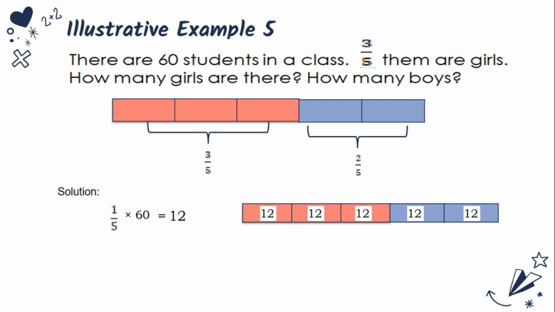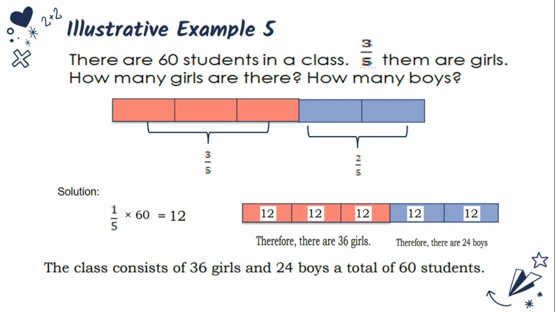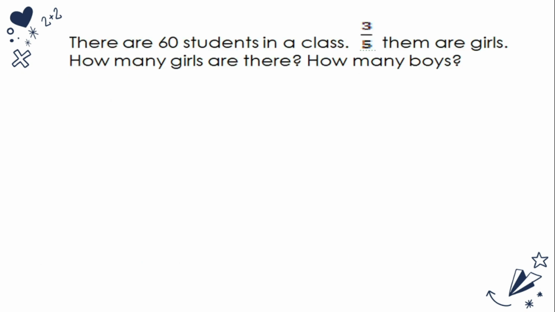Kung 12 ang each box niyan, ilan ang sa babae? Yung pink, di ba, ay sa babae. Therefore, how many? 12 plus 12 plus 12, we have 36 for girls. And para sa lalaki, 12 plus 12, that will give us 24. There are 24 boys. Pag inadd natin yan, that is a total of 60 students. Okay? So if you're advanced learner, you can use this.